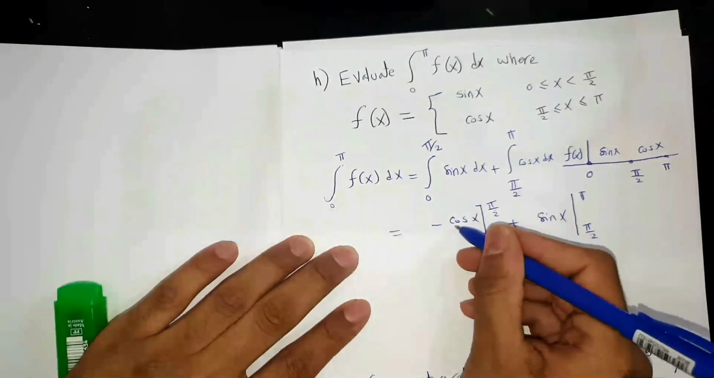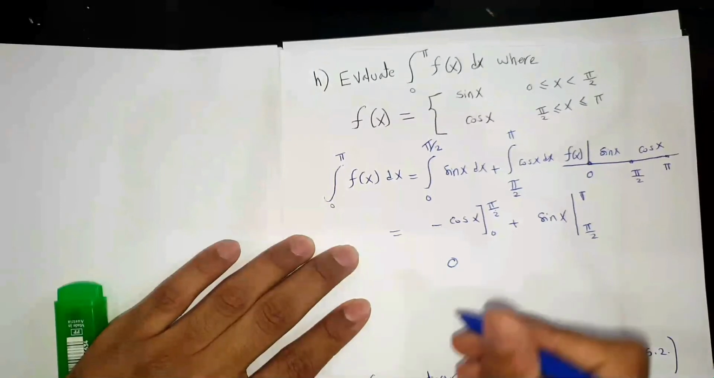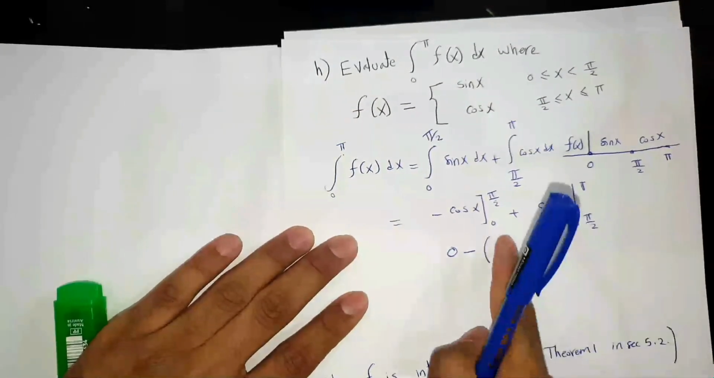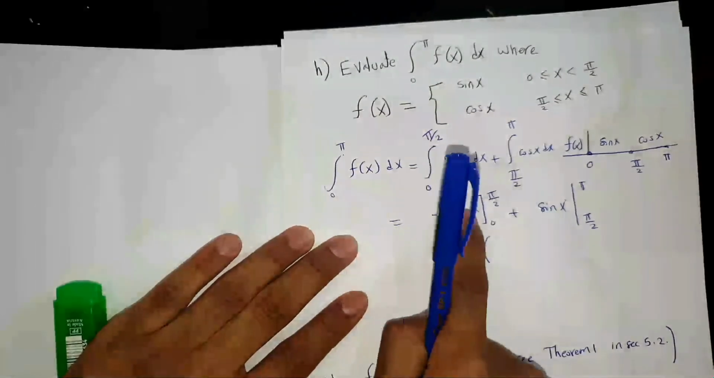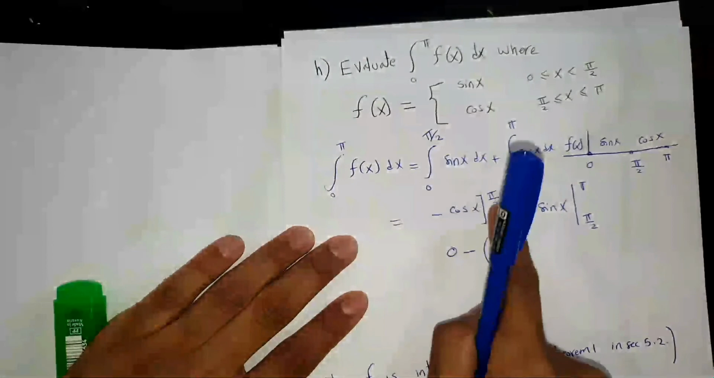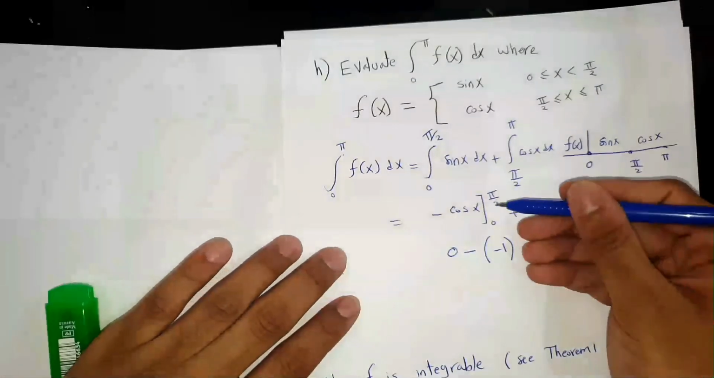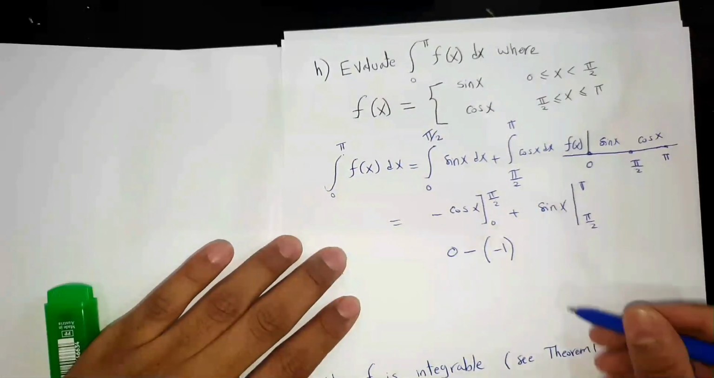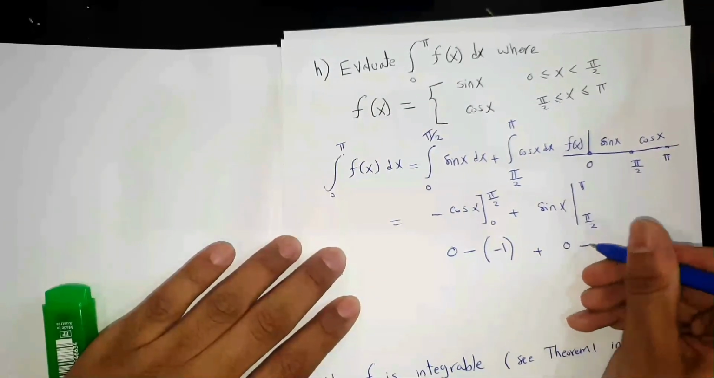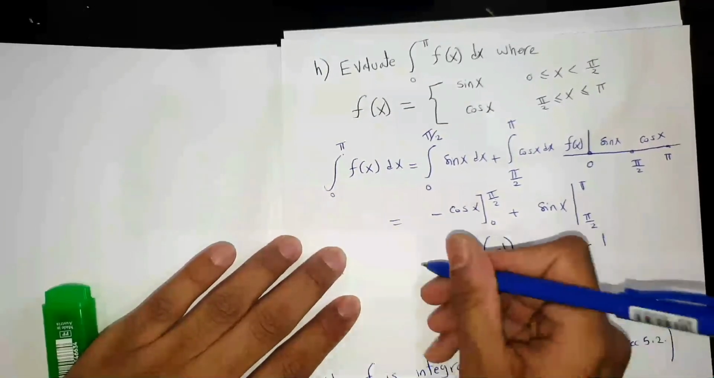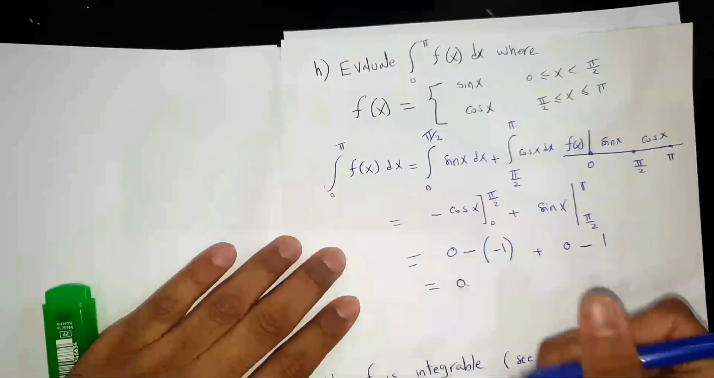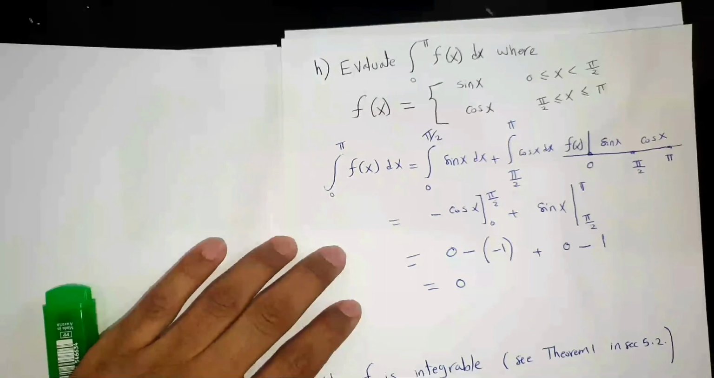Substitute by pi over 2, you will get what? You will get 0 minus, do not forget we have to put a bracket. Substitute by 0, you will get minus cosine 0, that is minus 1. I repeat, this minus comes from the subtraction, I mean evaluation at B minus evaluation at A. Plus, substitute by pi, you will get 0 minus, substitute by pi over 2, you will get 1. If you do this computation, for sure you will get 0.